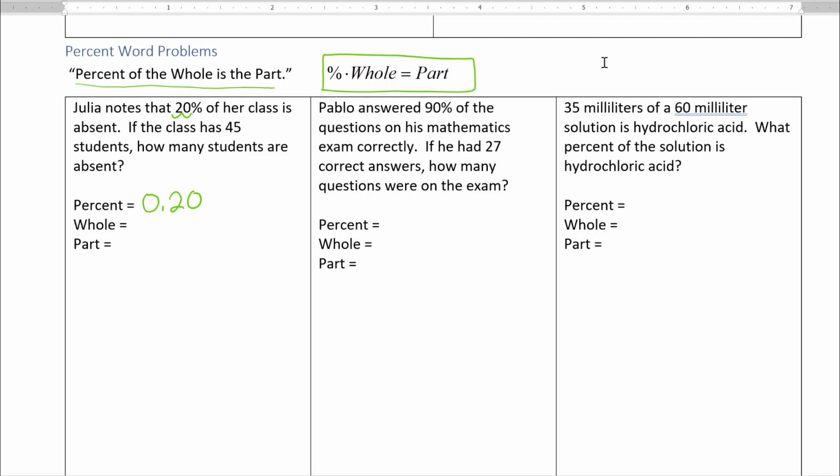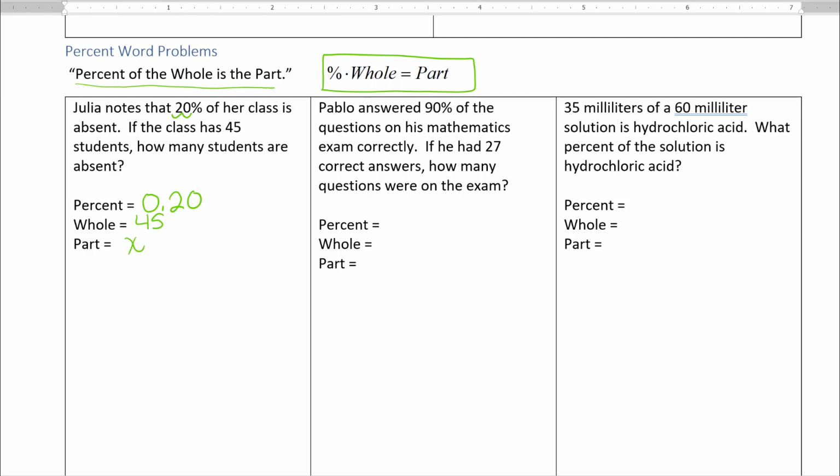Okay, so 20% are absent, so that's the part. 45 students are the total number of students. So is that the whole or is that the part? Well, 45 is going to be the whole. What is the part? The part is the number of students that are absent, which we don't know. So that's going to be X.